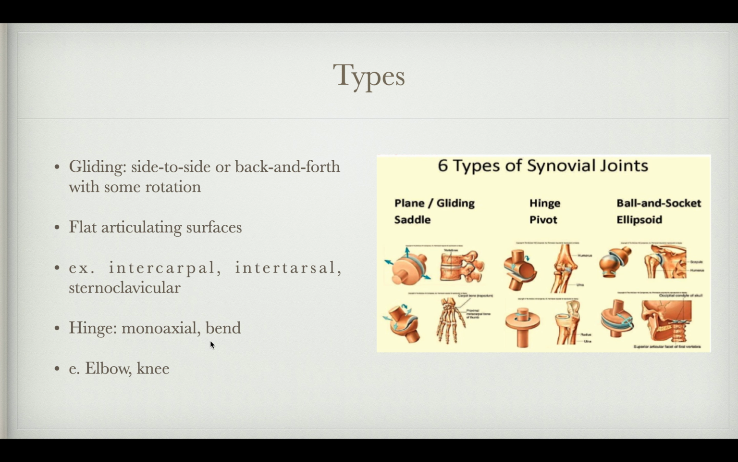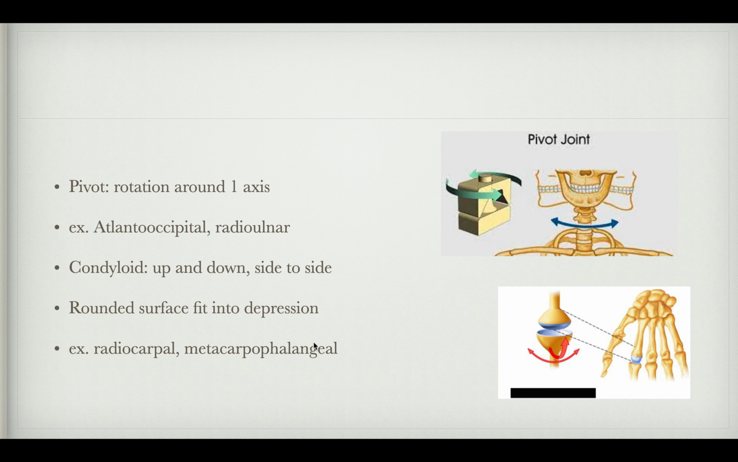Hinge is the most common type of joint. They're monoaxial, so they allow movement in only one plane, and it bends the joints, like your elbow and your knee. Pivot joints rotate around one axis, and one of the articular surfaces is conical, and it fits in the depression of another bone. Like the radioulnar joints and the atlantoaxial joint. That's in the skull right here. Atlantoaxial is between C1 and C2, and it allows the head to rotate.